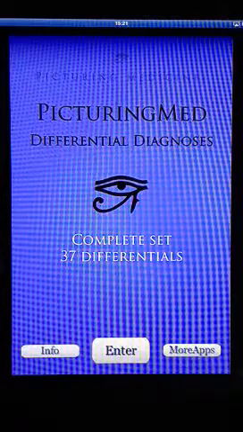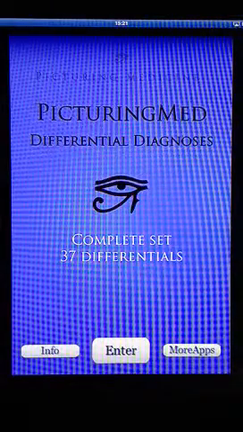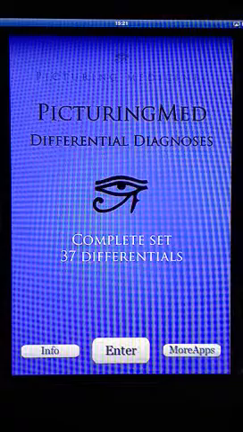This is Picturing Medicine. I'm going to talk through a Picturing Medicine diagram on abdominal pain.